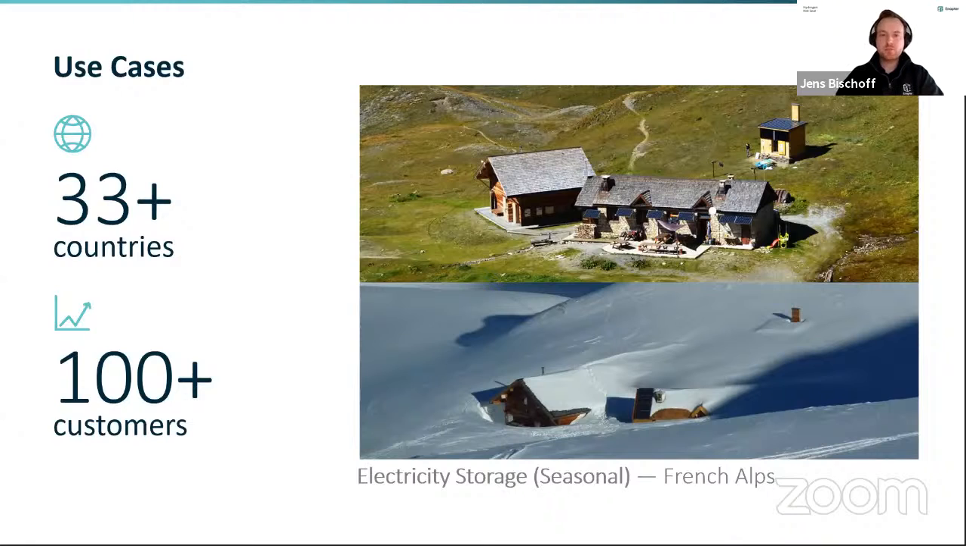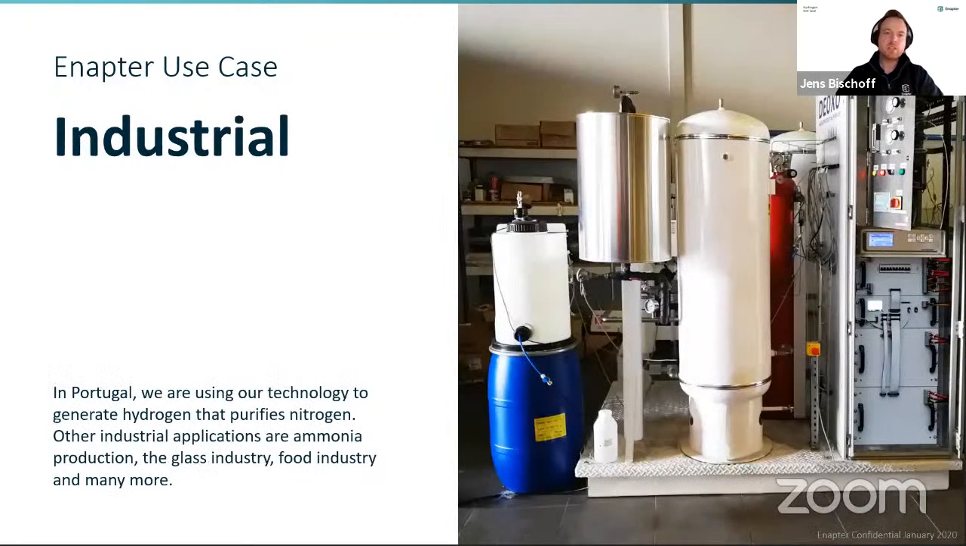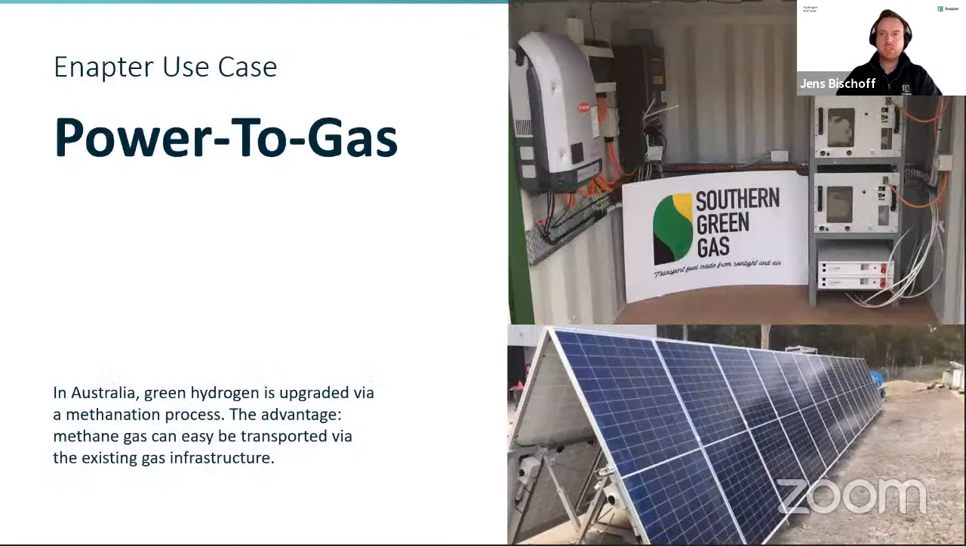So far, we have provided our electrolyzer to over 33 countries and 100 customers plus. And it's used in all kinds of applications, basically. So we have people using it for hydrogen refueling stations, for drones, for cars, for forklifts. But we will also have industrial applications of hydrogen, like on-site production of hydrogen for ammonia production or in the food industry. Power to gas is also a very interesting application for the future.